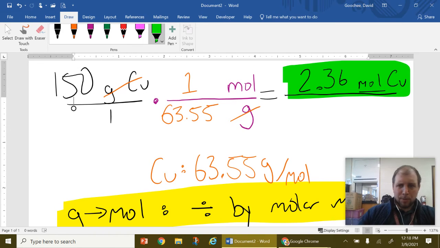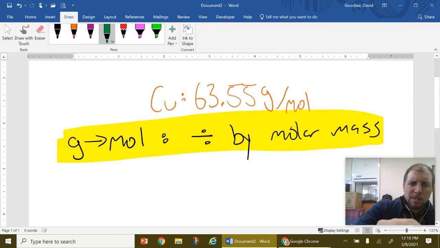Now, let's say this copper was going to be used in a chemical reaction. I will use the most simple chemical reaction.